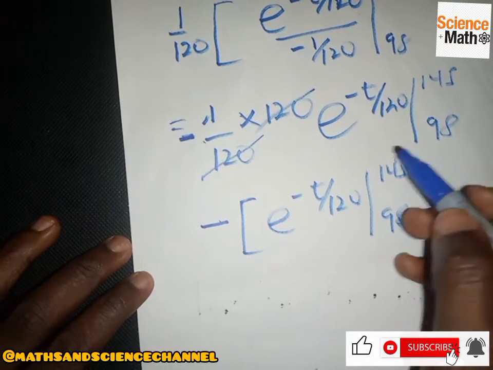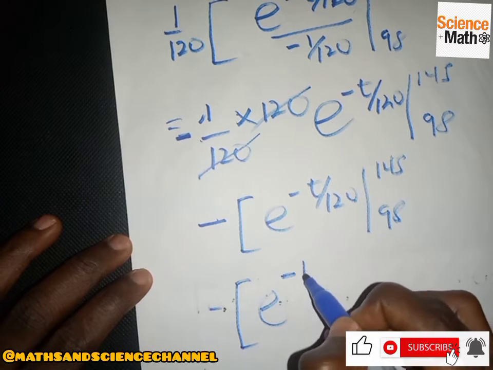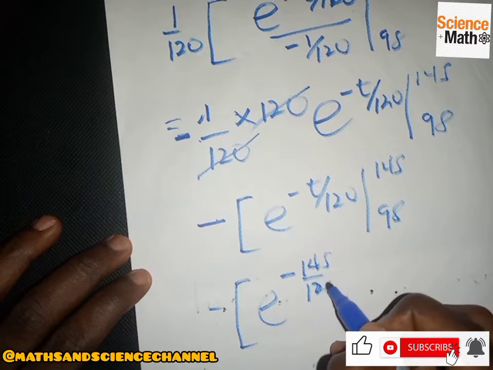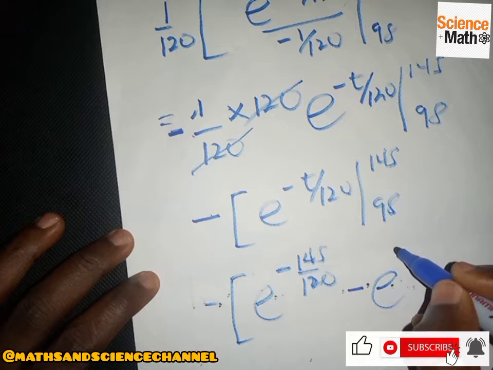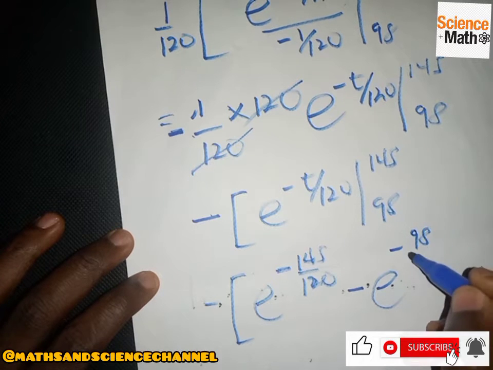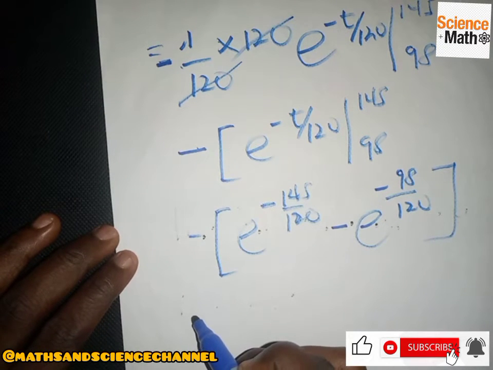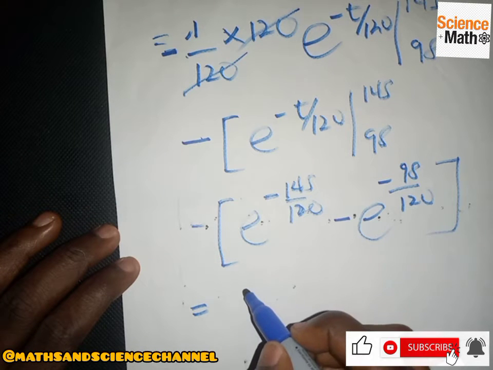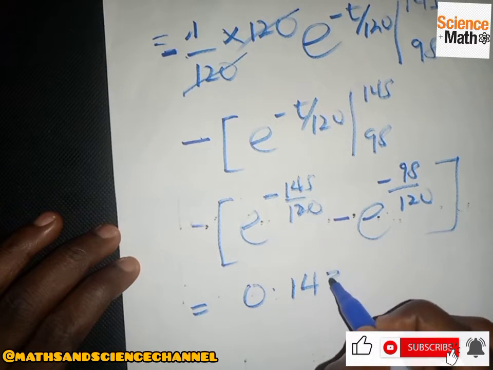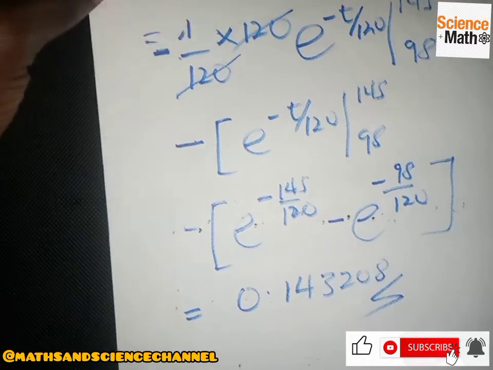So substituting the boundaries into it, we have negative e to the power minus 145 over 120, and then the second part is minus e to the power minus 98 divided by 120. When we compute this, we should get the value to be equal to 0.14308, and that will be for the first part.